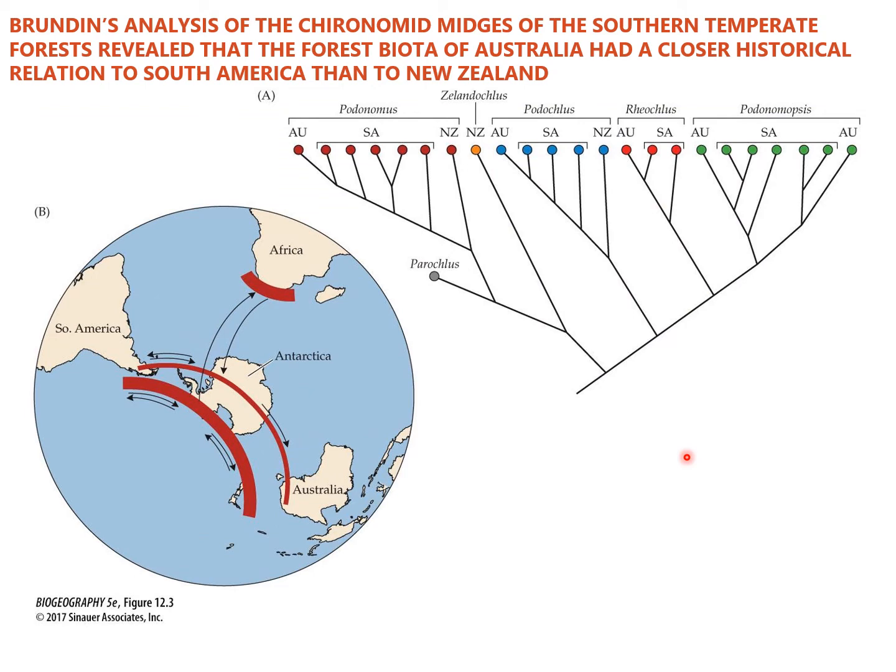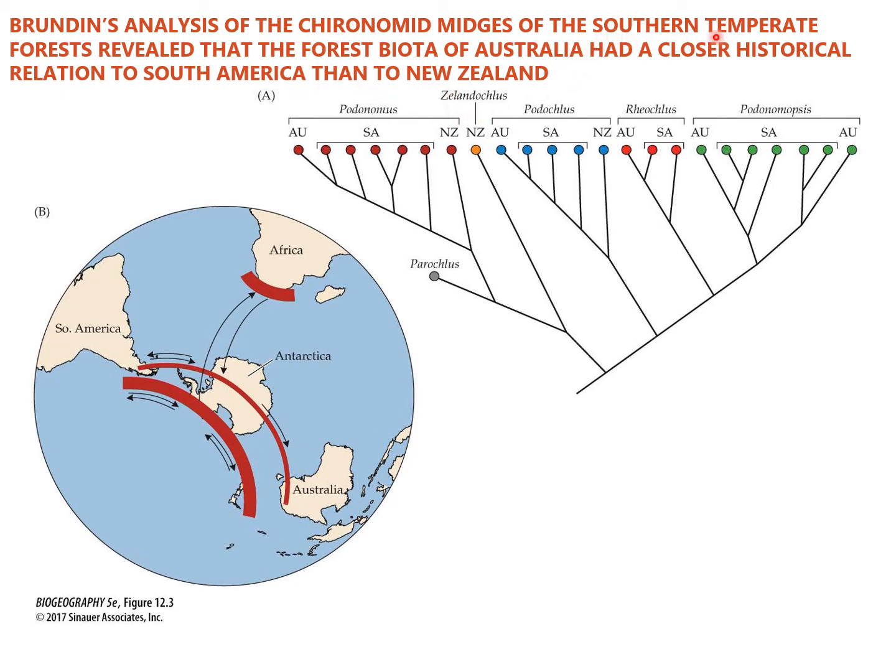The approach that did become more prominent was the Hennig phylogenetic approach, or cladistic approach, that we've actually talked about already. This was an early example of that, where a research group led by Brundin did an analysis of midges of southern temperate forests and revealed that the forest biota of Australia had a closer historical relation to South America than to New Zealand.